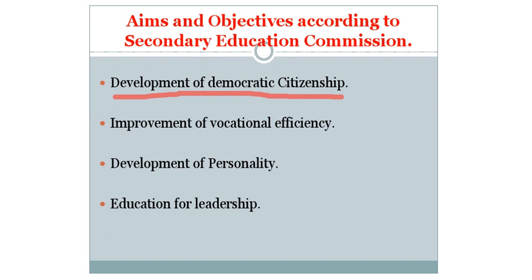The Commission suggested that education should aim at developing the following qualities for inculcating democratic citizenship: clear thinking, scientific outlook, clear and free expression, social cooperation, true patriotism, world citizenship. Number second, improvement of vocational efficiency. Secondary education must concentrate on increasing the productive or vocational efficiency of the young students.